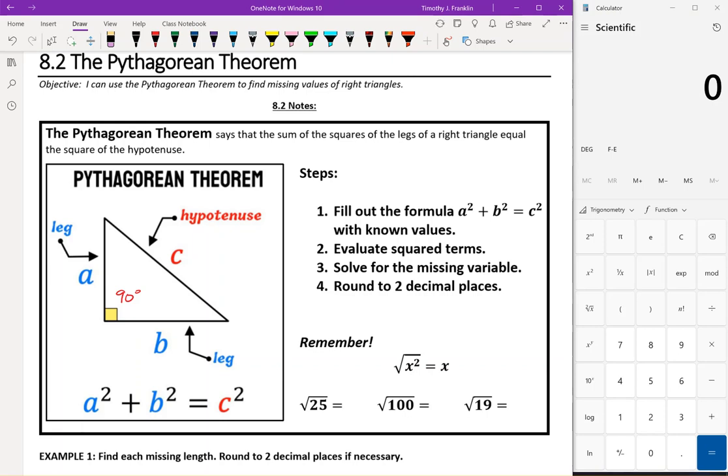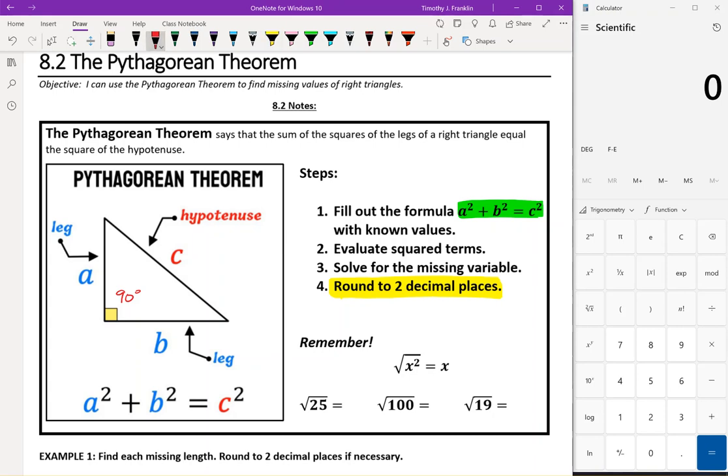So the steps to do this: just use the formula a squared plus b squared equals c squared, plug in the values we know, evaluate the squared terms, whichever ones we have, and then solve for the missing variable. Now, important: we're going to round to 2 decimal places here. So if we have an irrational solution, we'll just go ahead and evaluate that and get a decimal.